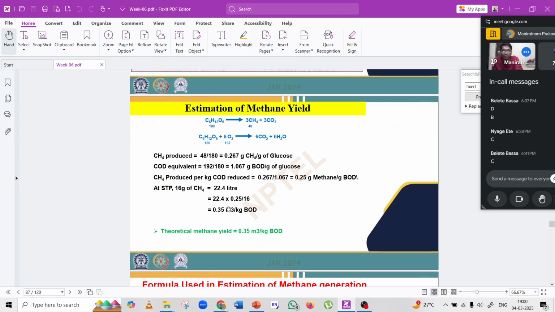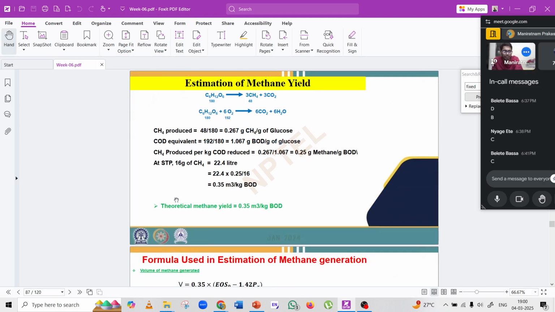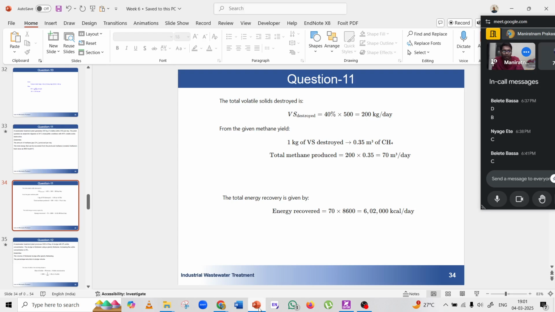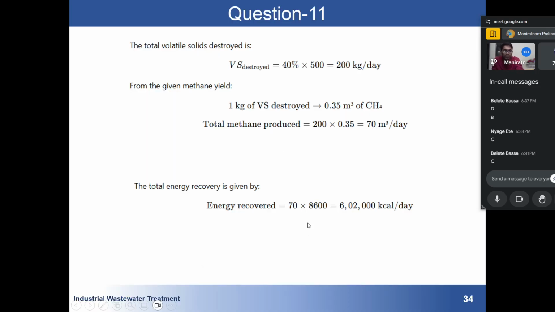The methane yield is per kg of BOD, which is a way of representing organic matter. So you can see that for per kg, 0.35 meter cube of methane is being produced. So this was a simple question. I was expecting everyone to answer it.